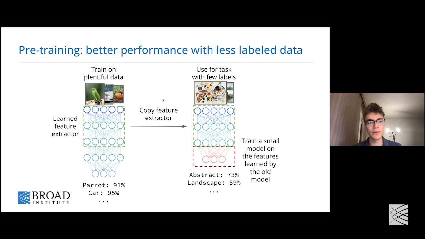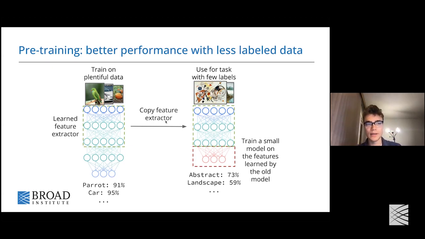You train a neural network on a large data set. In this example, something like ImageNet, just a bunch of images scraped from the internet, and train the neural network to predict which class those images fall into. So in this example, the parrot gets classified as a parrot. The car hopefully gets classified as a car.